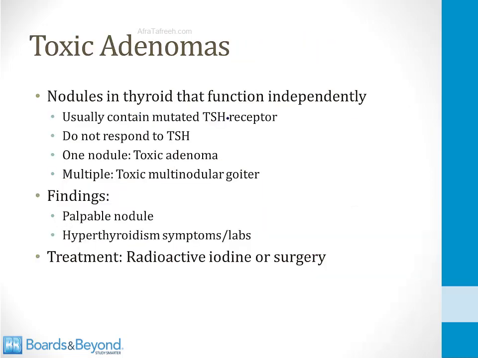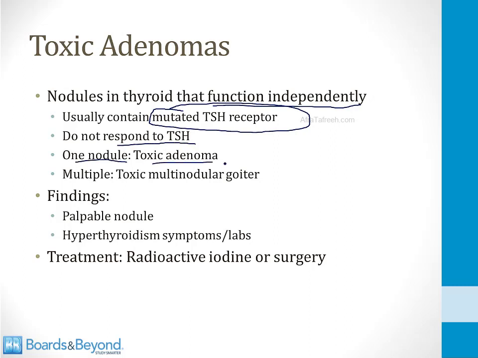Toxic adenomas are nodules in the thyroid that function independently. Usually they have tissue that contains a mutated TSH receptor. As a result, they do not respond to TSH and they independently produce thyroid hormone. Patients who have one nodule are said to have a toxic adenoma. Patients who have multiple nodules are said to have toxic multinodular goiter. The findings of toxic adenomas are a palpable nodule, obviously, and then hyperthyroidism symptoms and lab findings.